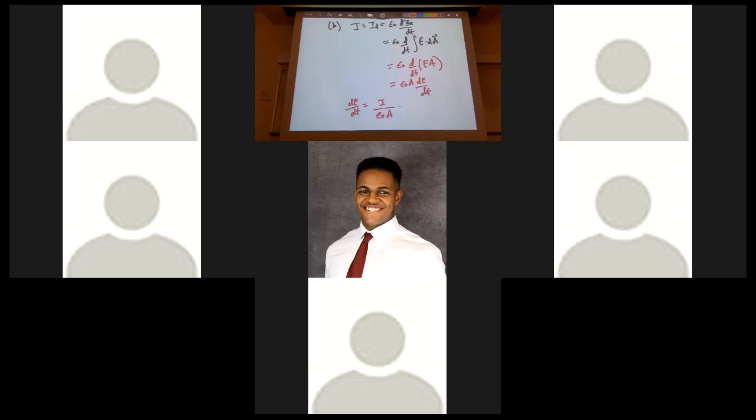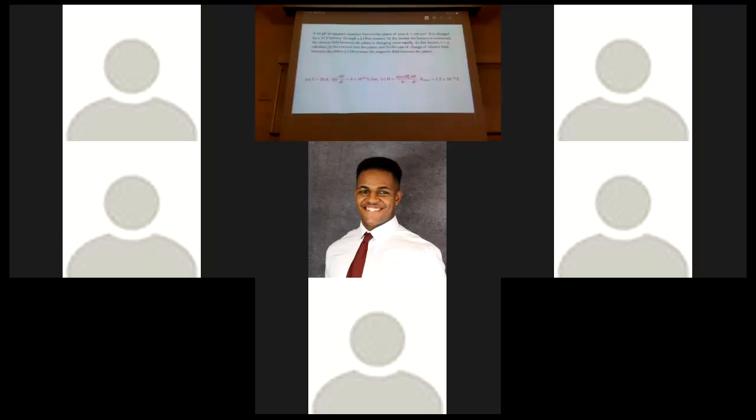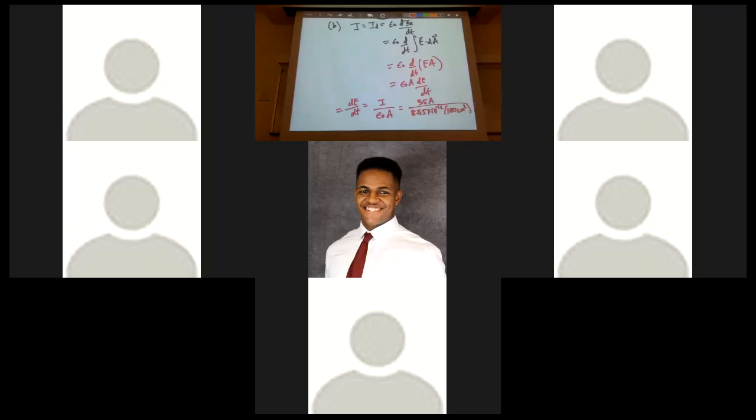Plug in our numbers. So this is going to be equal to 35 amps divided by 8.85 times 10 to the minus 12 times 100 centimeters squared, which we're going to have to put into meters. But after we do that, what we should find is that this works out to be 4 times 10 to the positive 14th volts per meter. So this is our magnitude per second. Volts per meter per second. That's the rate at which the electric field is changing.